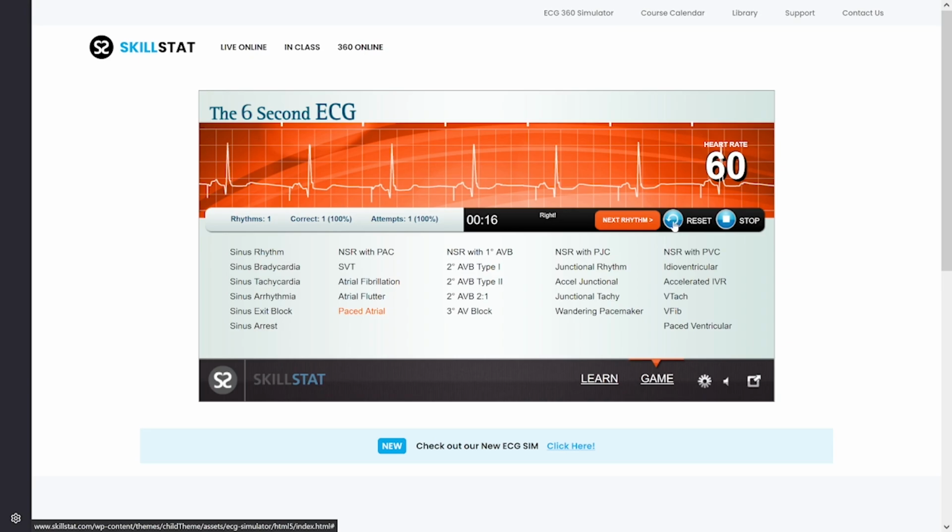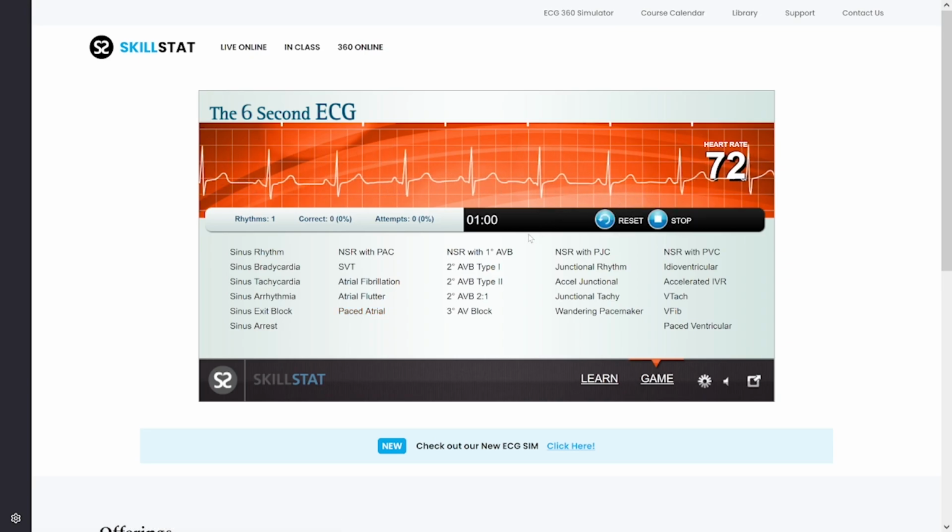So we'll go ahead and we'll start again. This is good. So far, I've known every rhythm here. I haven't had to reset or do something behind the scenes. Anyway, I'll give you guys a second to interpret this rhythm.